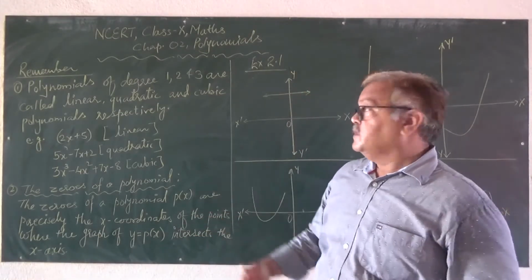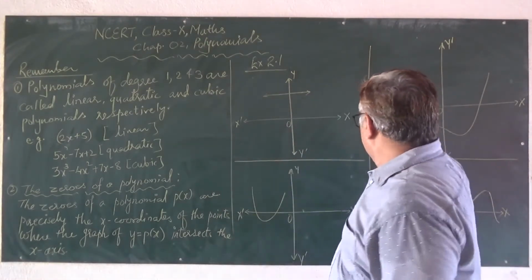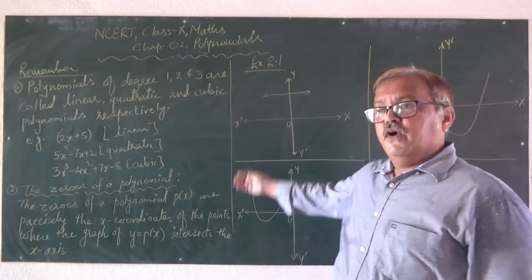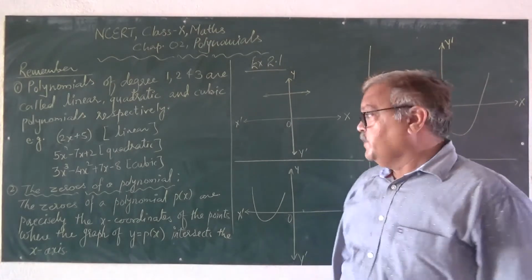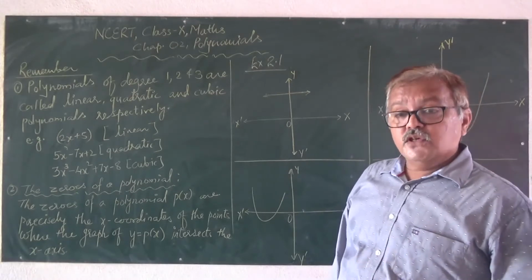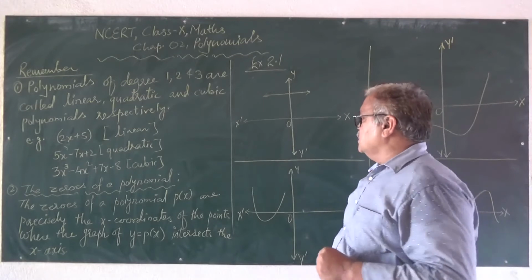Based on this, there is exercise 2.1 in the textbook. I have randomly taken 4 examples. The graphs of y equals p of x are given in these 4 examples, and you have to find out how many zeros there are in each case. There may be 0, there may not be zeros also. Let us see.